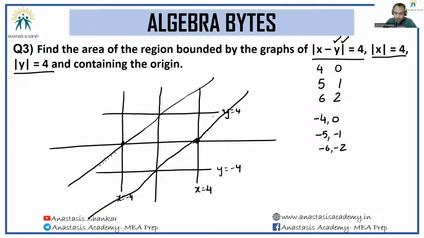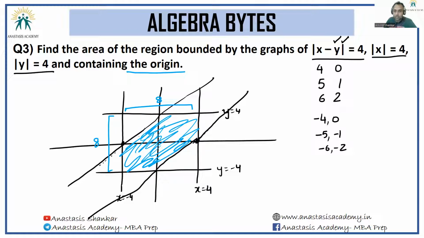So now look at the region for which we need the area. It is this one here, because we want the area containing the origin. This is the portion. So this entire length is 8, x equal to minus 4 to x equal to 4. This entire region is also 8. So the total area for the large square created is 8 into 8.